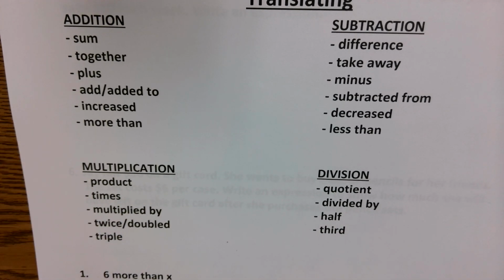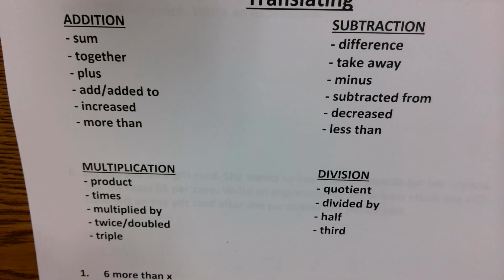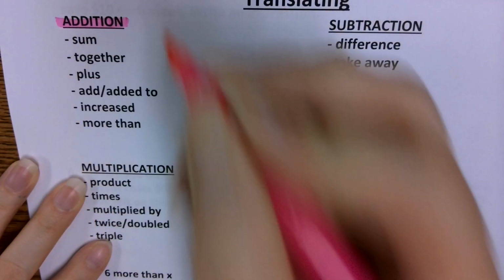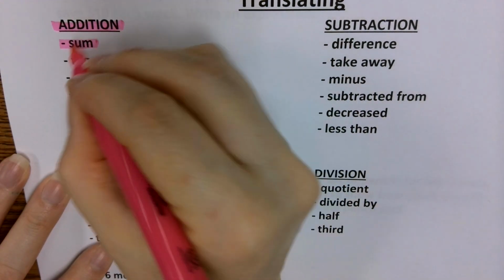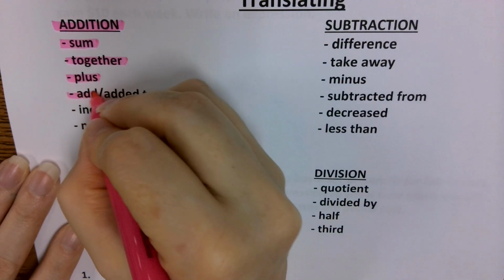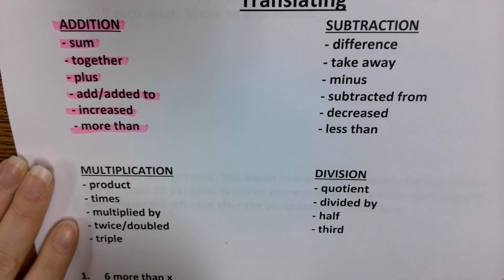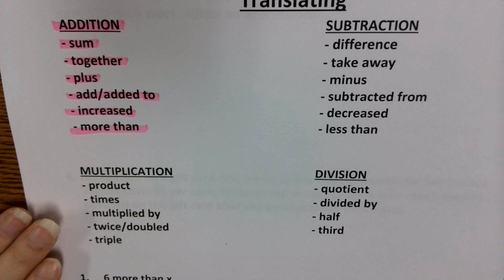Okay, so starting off first with our addition words. So for addition, we have sum, we have together, we have plus, add or added to, increased, and more than. Now, there's a couple of key things that you need to understand.